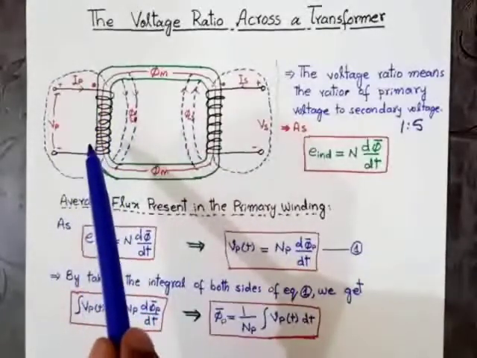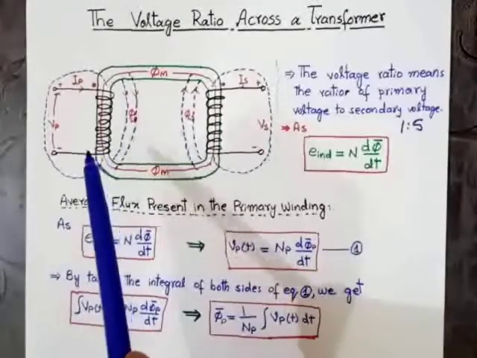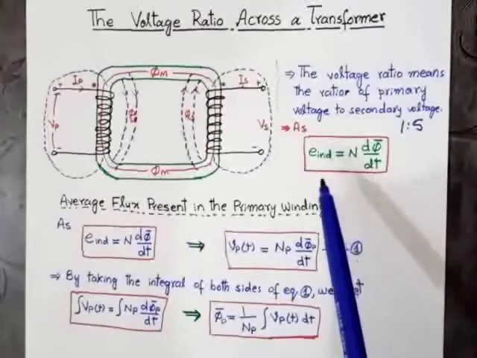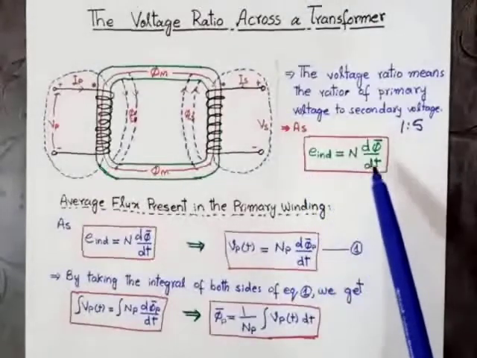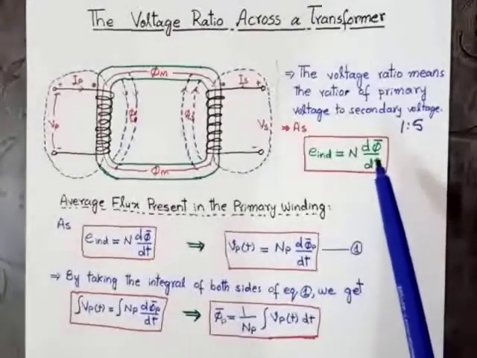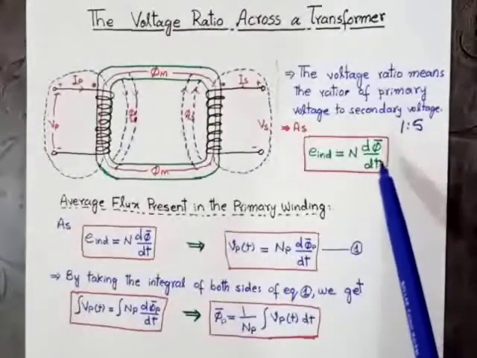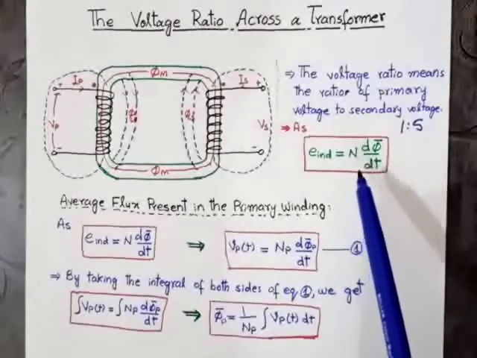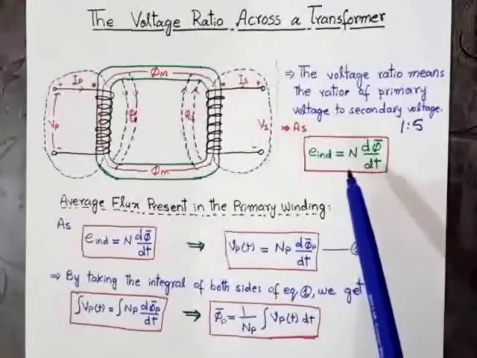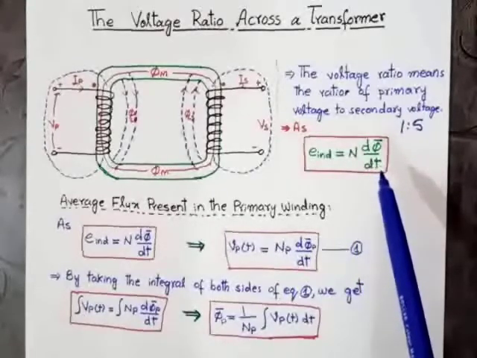As we know, according to Faraday's law of electromagnetic induction, induced voltage is equal to N d phi dash over dt. As we have already discussed, phi dash means average flux per turn, and N means the total number of turns. First of all, we will find the value of average flux.